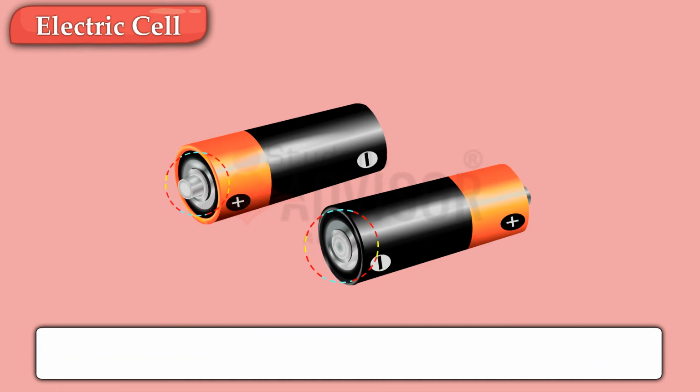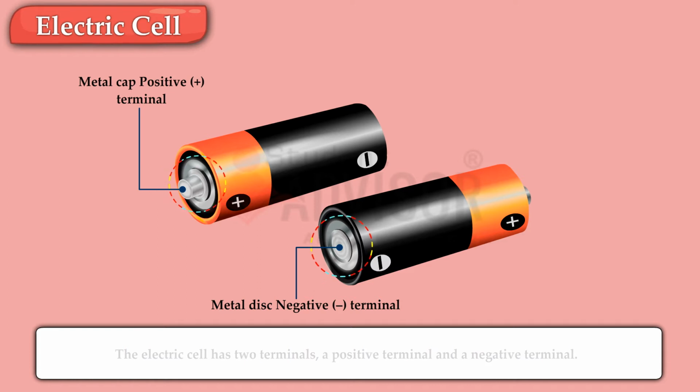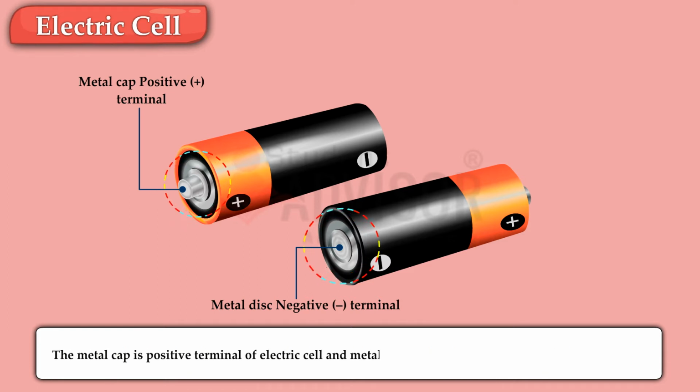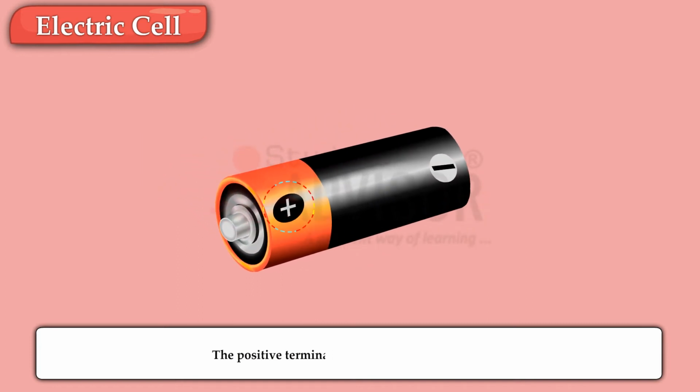The electric cell has two terminals, a positive terminal and a negative terminal. The metal cap is the positive terminal of the electric cell and the metal disc is the negative terminal of the electric cell. The positive terminal of the electric cell is marked as plus, whereas the negative terminal is marked as minus.